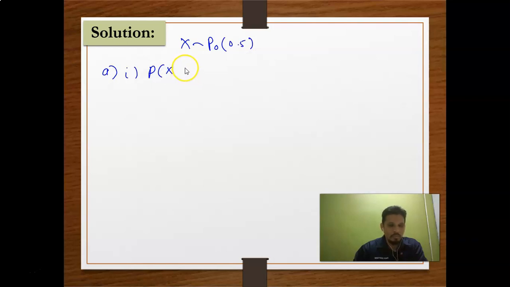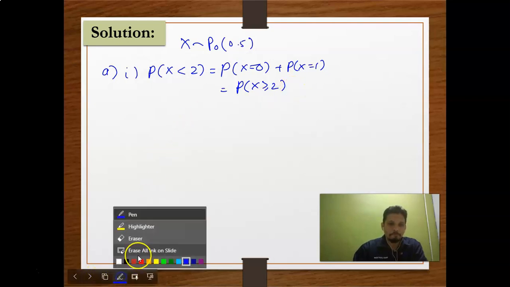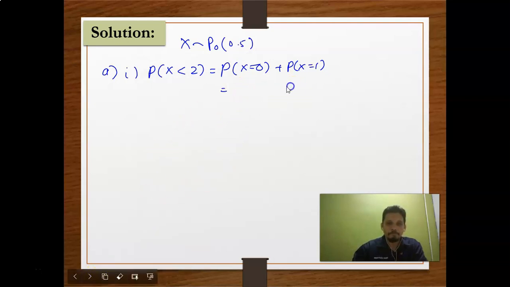Less than 2 means the probability of x equal to 0 plus the probability of x equal to 1. If you use the table, we come up with 1 minus the probability of x greater than or equal to 2.